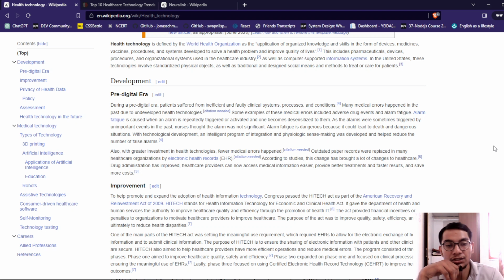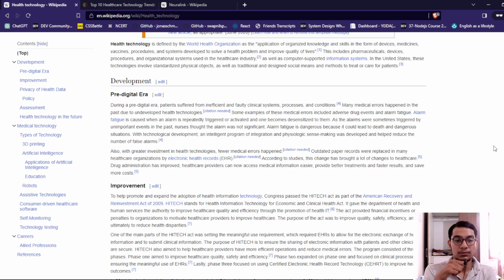Pre-digital era. During the pre-digital era, patients suffered from inefficient, faulty clinical systems, processes and conditions. Many medical errors happened in the past due to undeveloped health technology. Some examples of medical errors include adverse drug events and alarm fatigue. Alarm fatigue is caused when an alarm is repeatedly triggered and one becomes desensitized to it. As the alarms were sometimes triggered by unimportant events in the past, nurses thought the alarm was not significant. Alarm fatigue is a danger because it could lead to death.